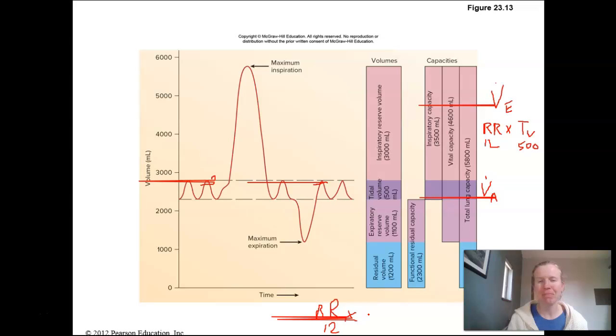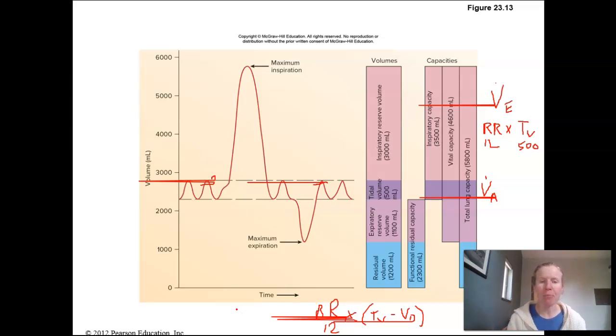Times tidal volume, minus the dead space, so the volume of that dead space, which we said is about 150 mils. So if the tidal volume remains 500, 500 minus 150 is going to be about 350. 350 times 12, now you're down to about 4.2 liters per minute.